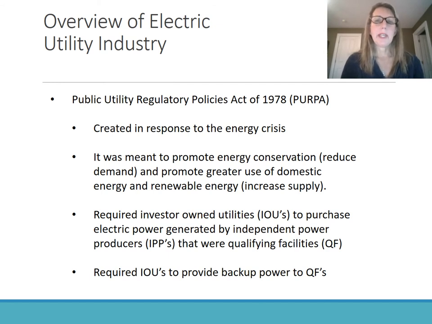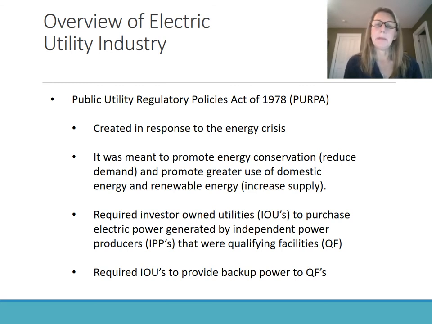Then an event happened that, if we didn't live through it, if you guys didn't live through it, you've at least heard about it. It was the energy crisis of the 1970s. Really high energy prices, increasing demand, and reduced supply. So the Public Utility Regulatory Policies Act of 1978 was created in response to the energy crisis. It was meant to promote energy conservation, reduce demand, and promote greater use of domestic energy and renewable energy, increase supply. The hope was we reduce prices and allow customers to use less energy.